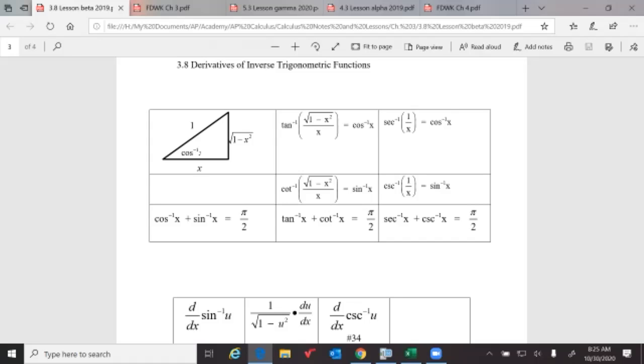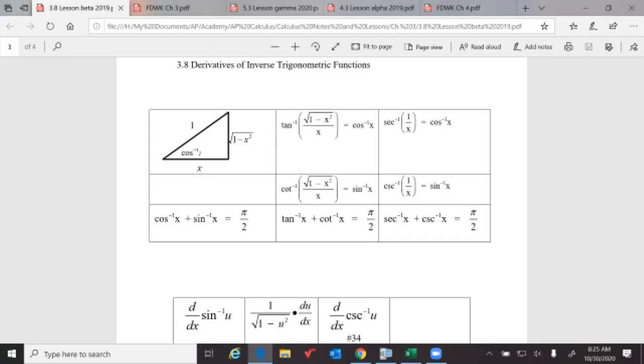Now, we're not going to do the other two, but they're based on the picture. So inverse cosine, inverse sine are paired up. They have to add up to pi over 2. Inverse tan and inverse cotangent have to add up to pi over 2. Inverse secant, inverse cosecant have to add up to pi over 2 from the same picture.